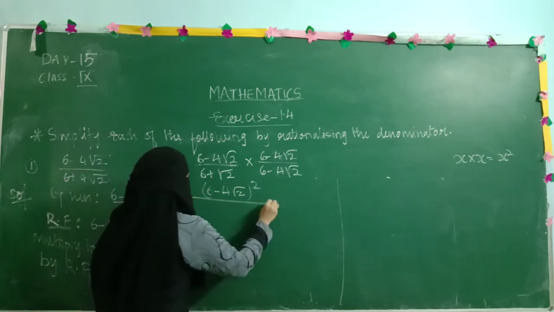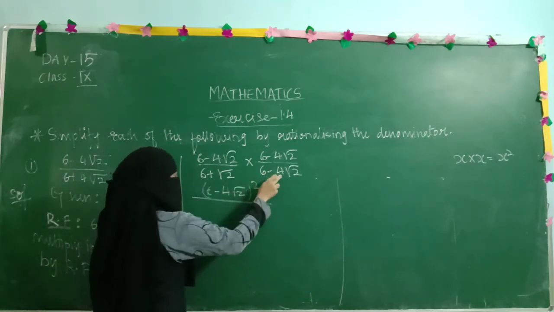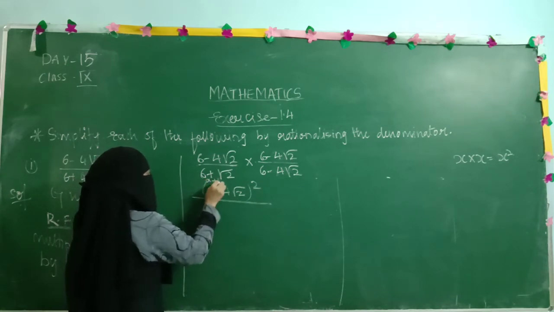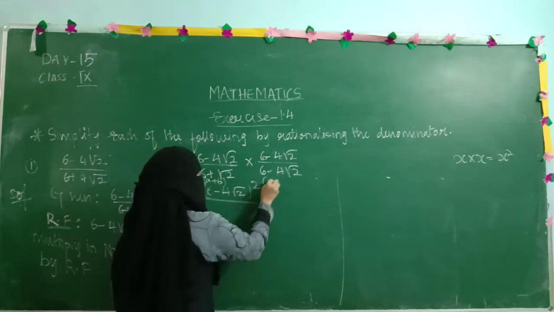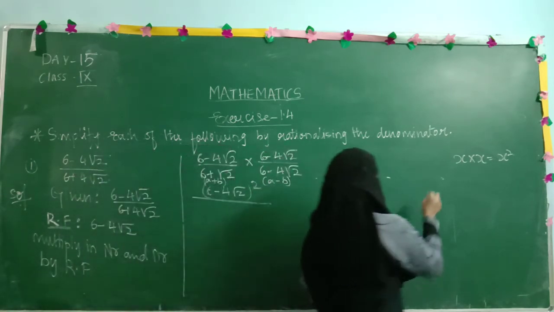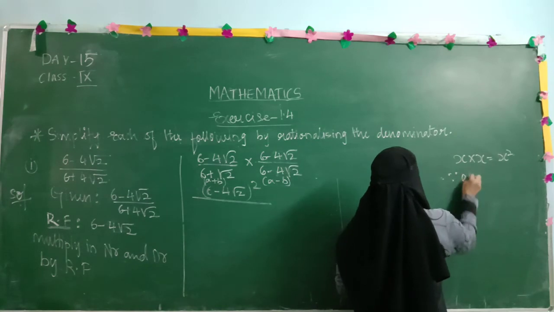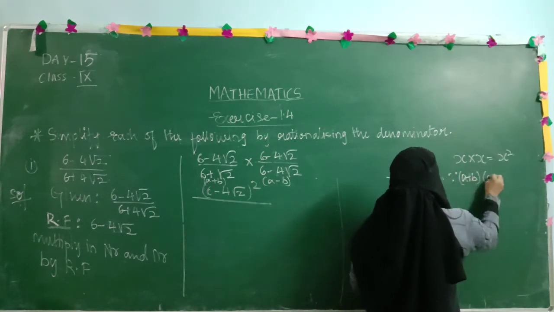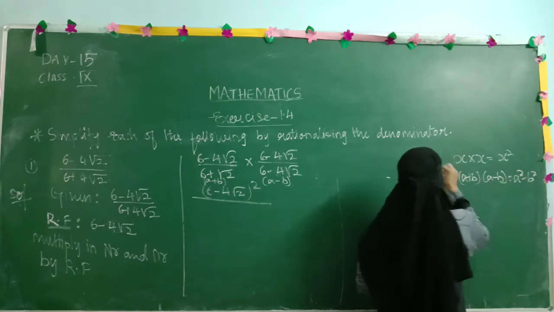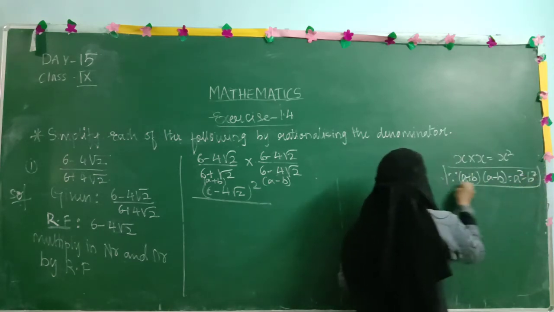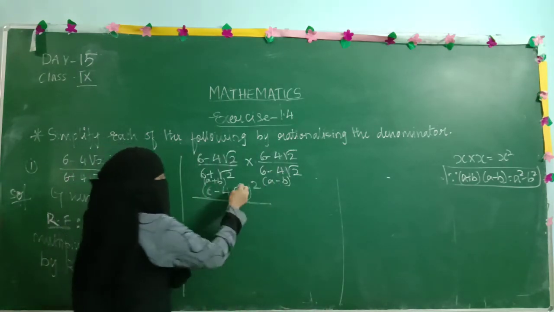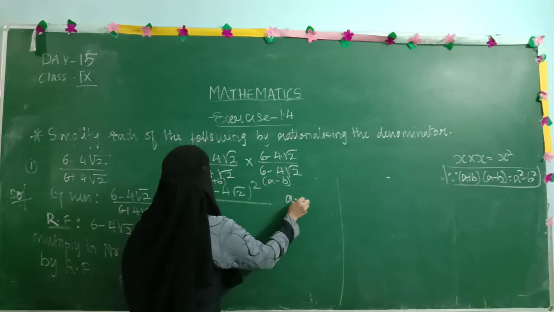The second one you are observing here, this is 6 plus 4 root 2, this is 6 minus 4 root 2. This is in the form of a plus b, and this is in the form of a minus b. Okay. So we have one identity also. Using this identity, a plus b into a minus b, we get a square minus b square. Based on this identity I am solving this.